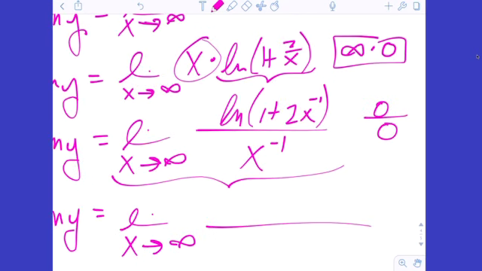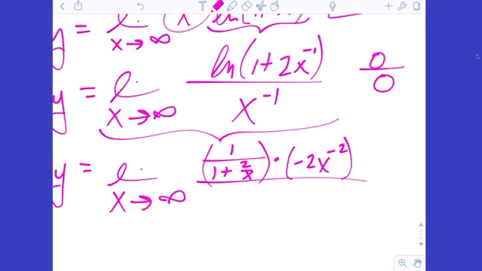So the derivative of the natural log of blob is 1 over the blob, which I'll write back as 1 over 1 plus 2 over x, times the derivative of the blob. Well, the derivative of 1 is 0, and then the derivative of 2x to the negative first is negative 2x to the negative second. I'll just leave it like that. So it's a chain rule. 1 over blob, derivative of the blob. The bottom is just x to the negative first. Its derivative is negative 1x to the negative second.